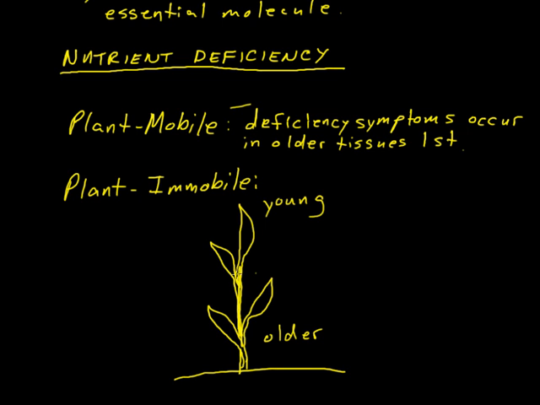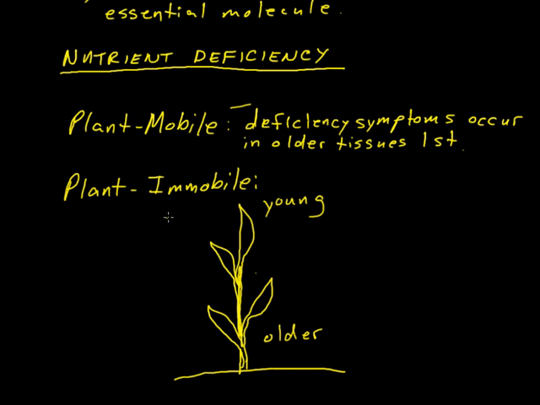And so if we suddenly have a lack of a mobile nutrient like nitrogen, the plant will recycle as much nitrogen as it can from the older leaves so that the younger leaves, which are more valuable to it, are not going to suffer because of it. And so the yellowing that's caused by nitrogen deficiency would show up in these older leaves first because the nitrogen has been remobilized to the younger tissues.